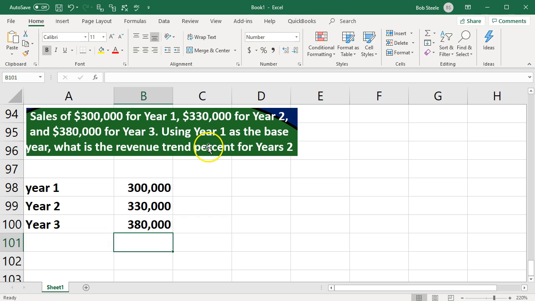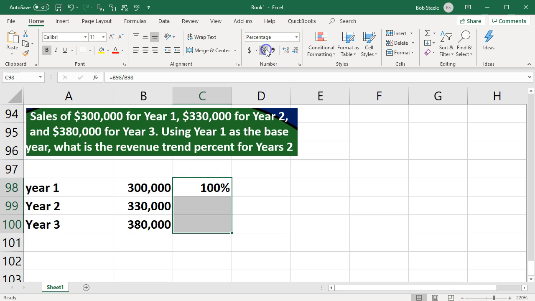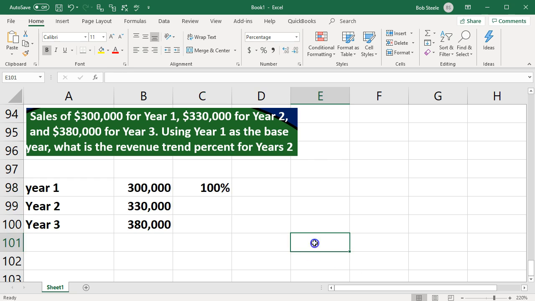Now the trick here is we want to use year 1 as the base year. So this is the base year. So in other words, if we're looking at the percentages and the trend, everything based on year 1, we could say this equals year 1 divided by itself, or 1, or 100%. Let's make all of these cells percentages. So I'm going to go back here and add a percent. And let's see, do we have any decimals in our answers? No decimals in the answers, so we'll just keep it with no decimals.